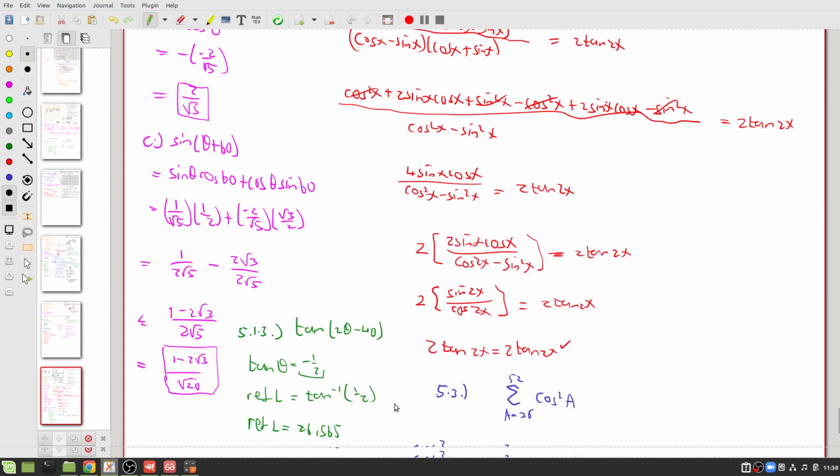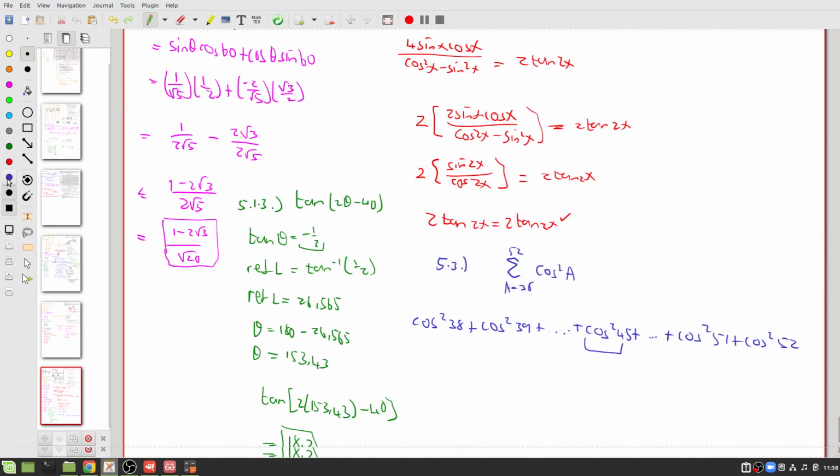Because, what can we see here? Well, we see 38, 52. That adds up to 90. Right? And 39 and 51. That adds up to 90. All of those will add up to 90 until we get to this one that's left here.